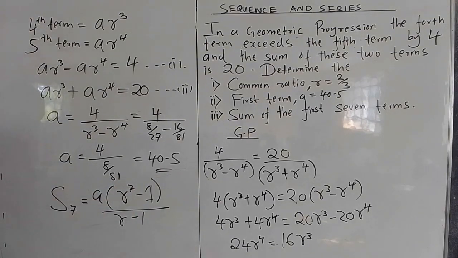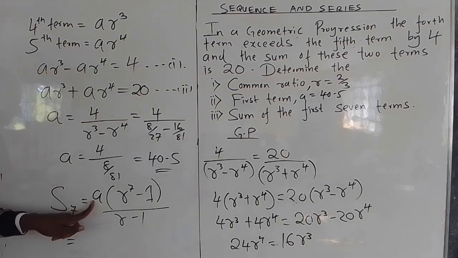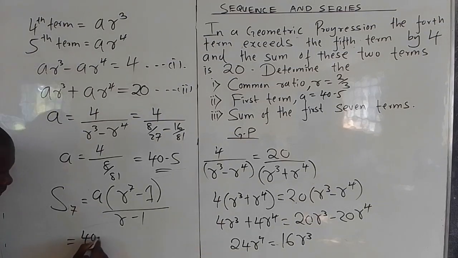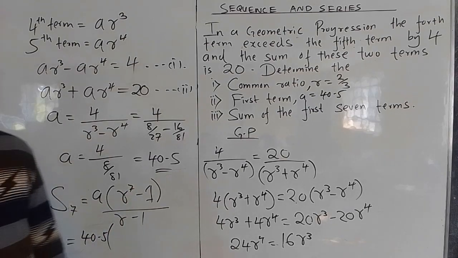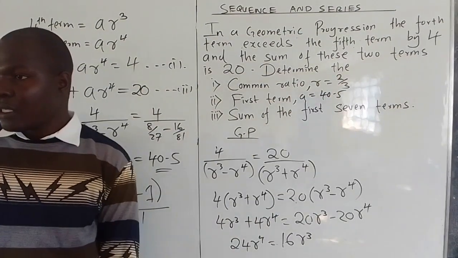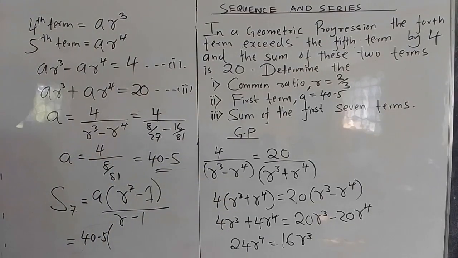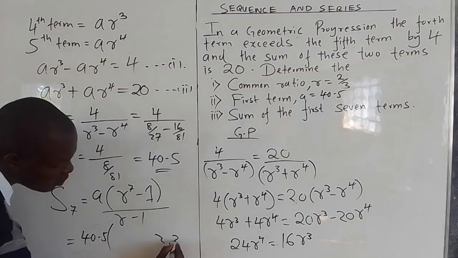So can you now get me the answer? What you are now doing is substitution. Where there is a, you put the value of? Are we together? What is the value of a? 40.5. Then in bracket r raised to power 7. What is r? 2 over 3. So can you raise 2 over 3 to power 7? Don't go to that calculator and do it for me.